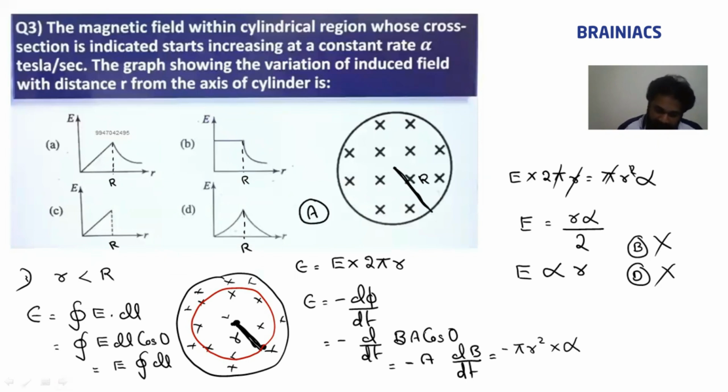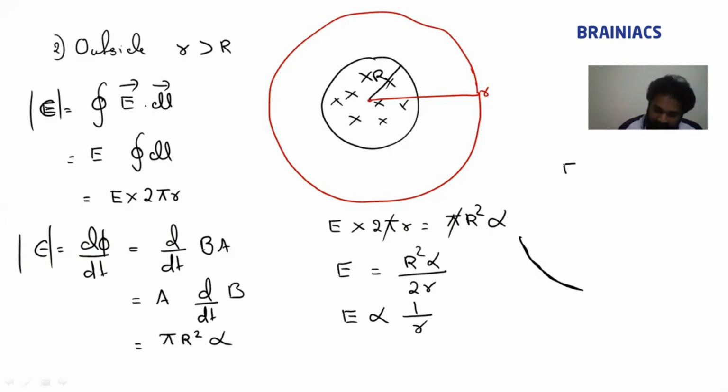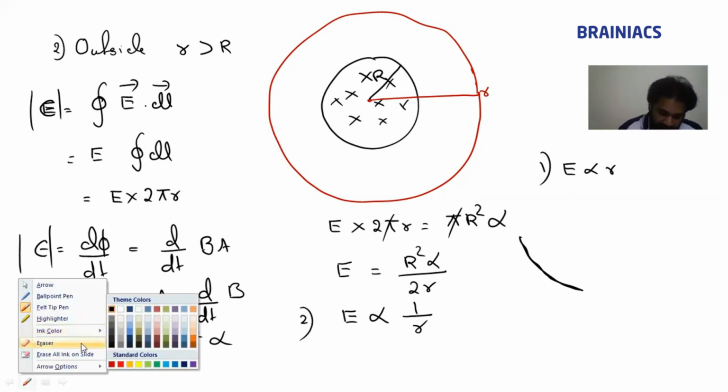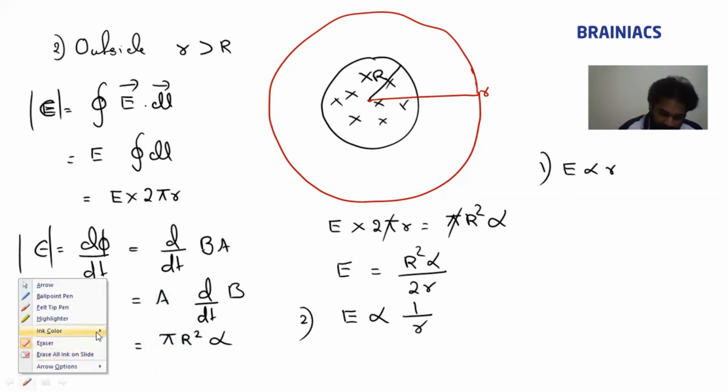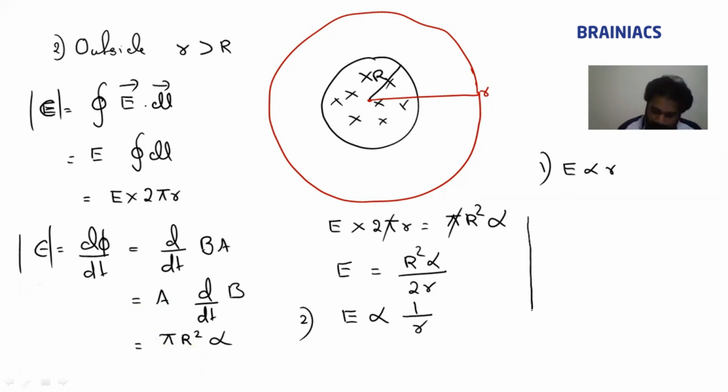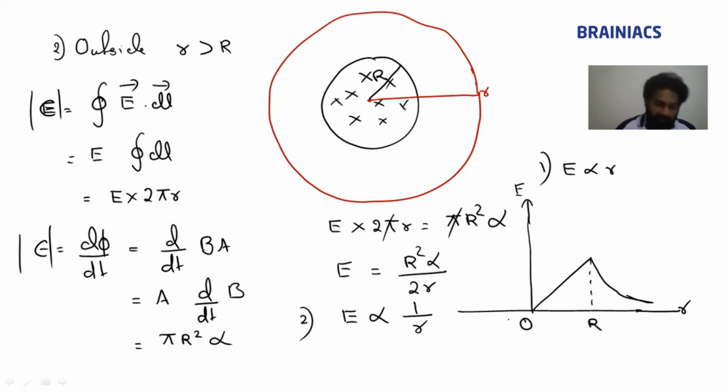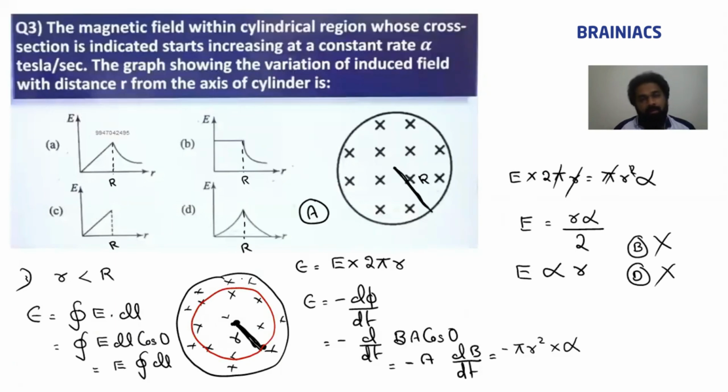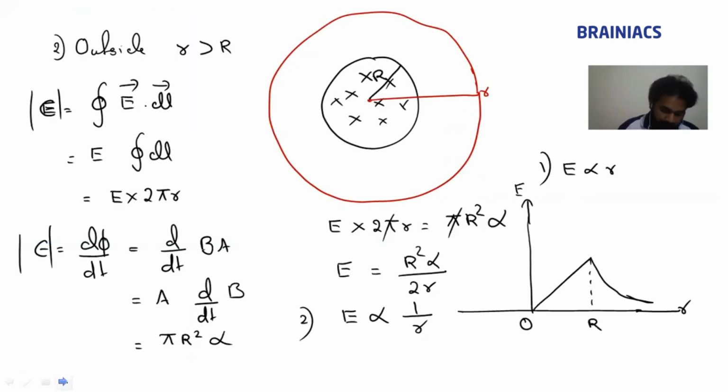Okay, so here this is straight line. First case, E is proportional to R. Second case, E is inversely proportional to R. So if we draw the graph, how is it going to be? This is first till the radius. This is R and this is electric field. Till the radius it is a straight line. After that, it is going to have this relation. This is R. Clear? So option A will come. Hope you understood. Okay. Next problem.